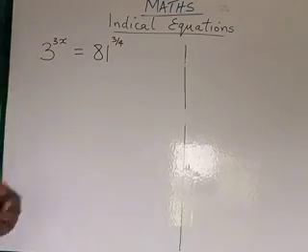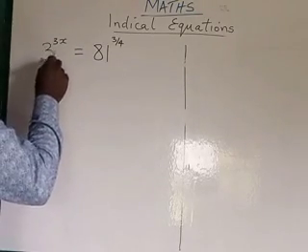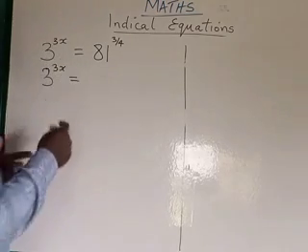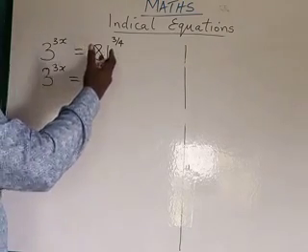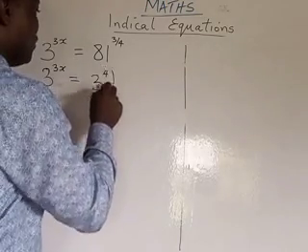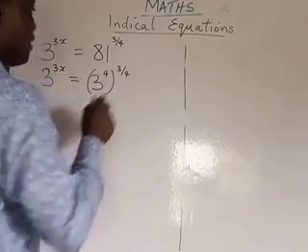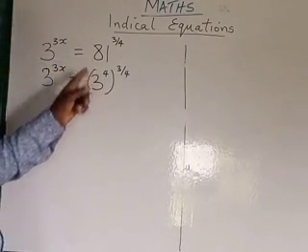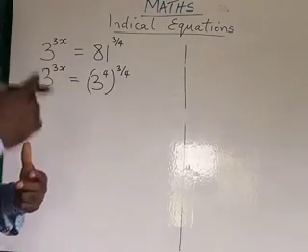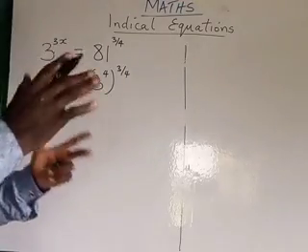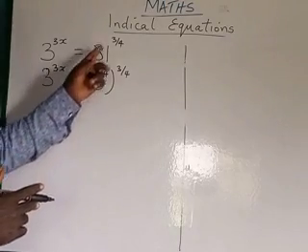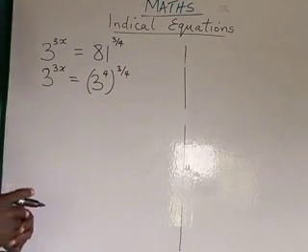So the left hand side has 3 raised to the power 3x, while the right hand side has 81. The question that comes to mind is, how can we express 81 with the foundation number 3? 81 is actually 3 raised to the power 4, and the original power 3 over 4 stays. 3 raised to the power 4 is 3 times 3 times 3 times 3, that is 3 in 4 places multiplied to give us 81. So the value is maintained, and the original power 3 over 4 comes down with it.